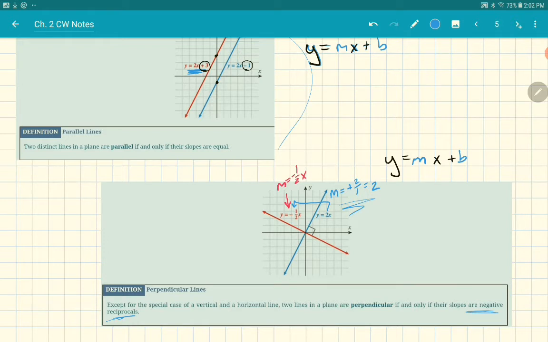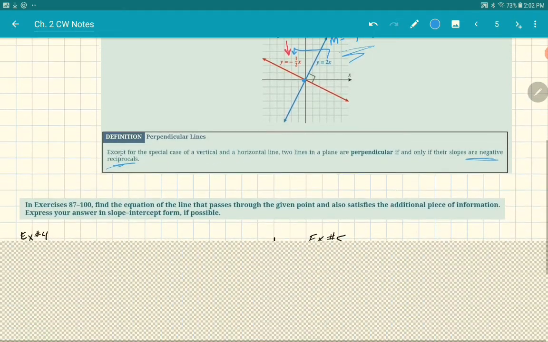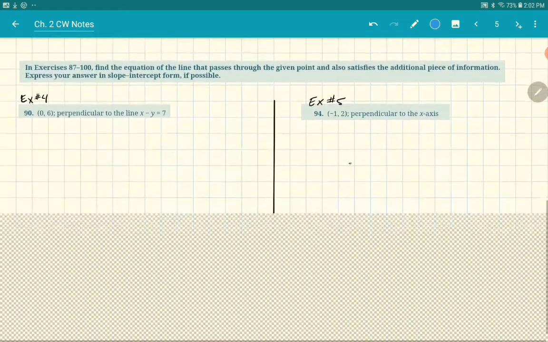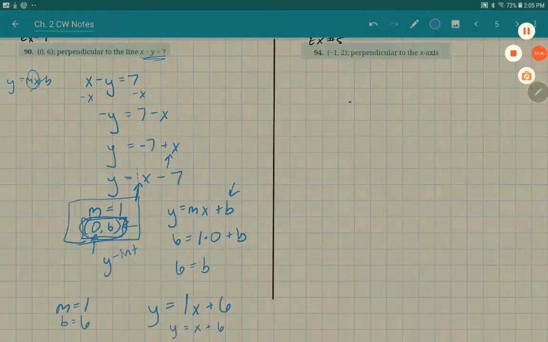This picture happens to have an example where they cross the y-intercept at the same place, but that's not always the case. So let's look at some examples. So these are from your book. I picked out some evens close to your homework set. So I'm going to look at example 4.